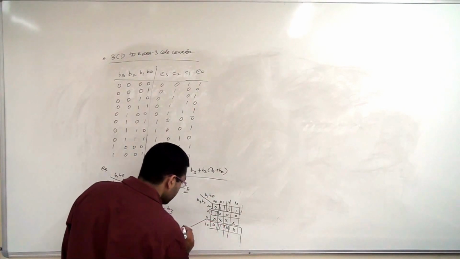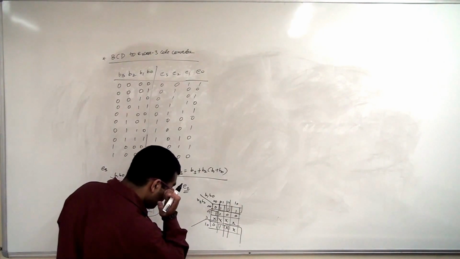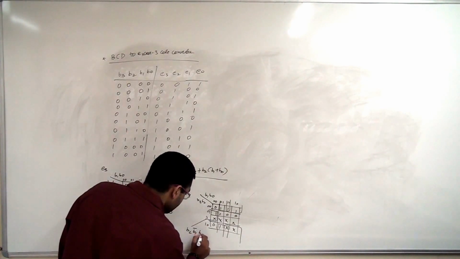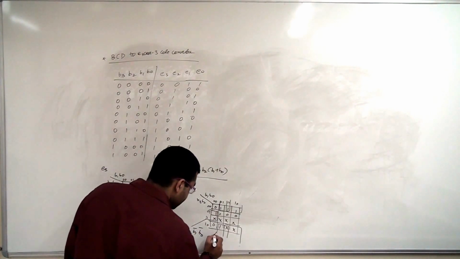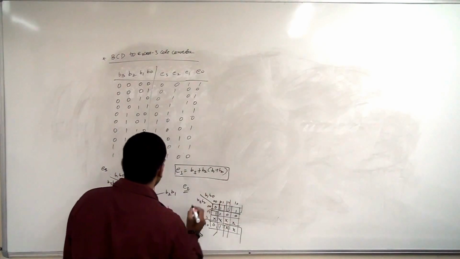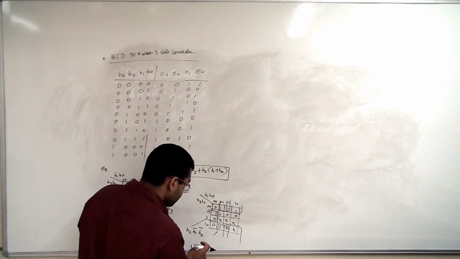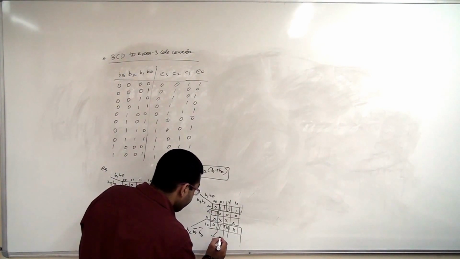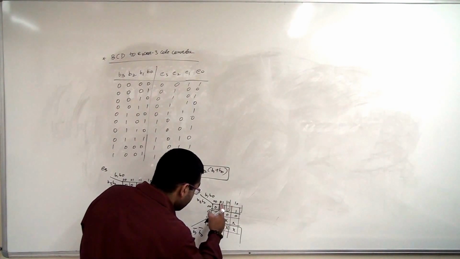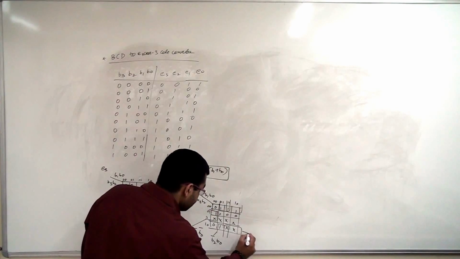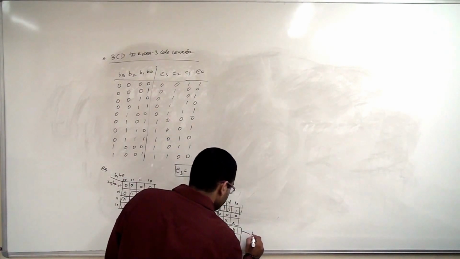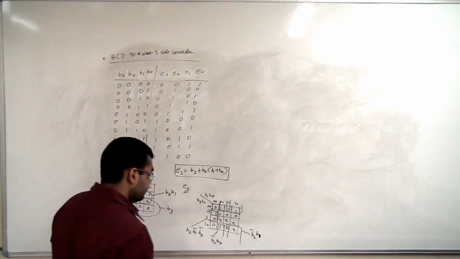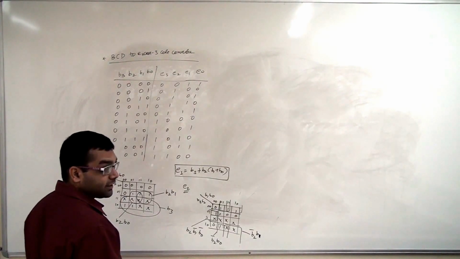So from this pair of 2, what do I get? This I get as B2, B1 bar, B0 bar. From this pair I get, this is B2 bar and B0, and from this pair I get B2 bar, B1. Alright, this is what I get.